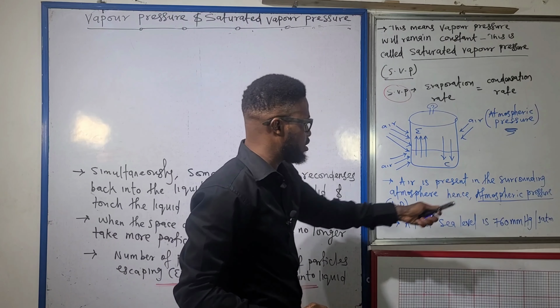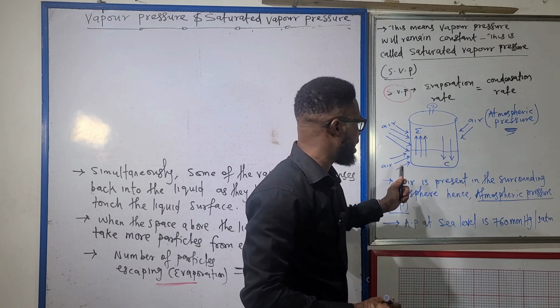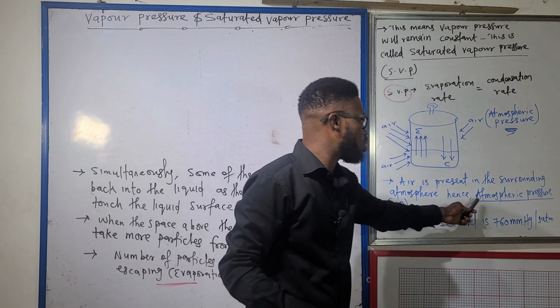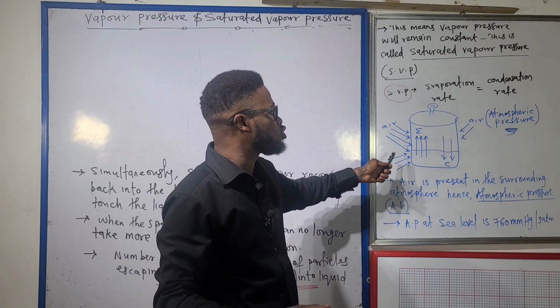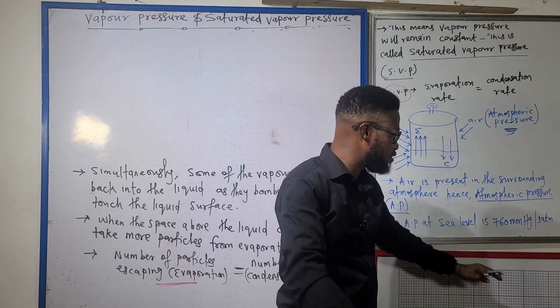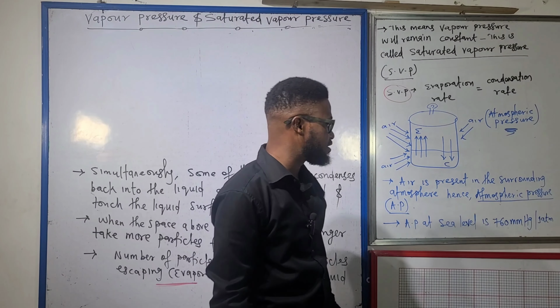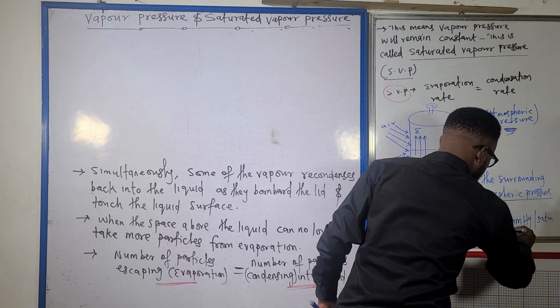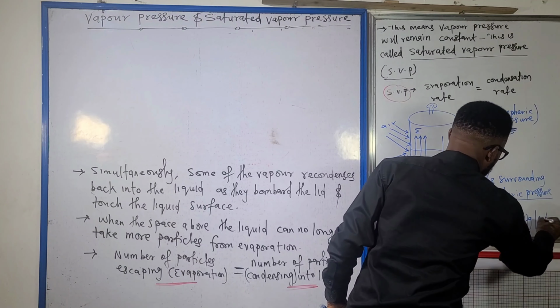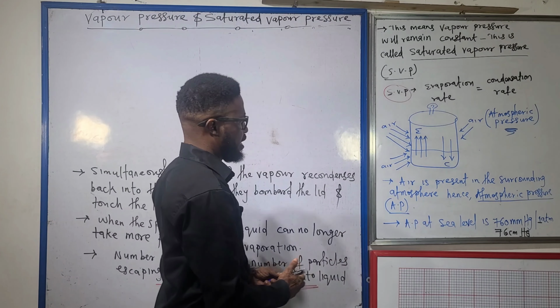Air is present, you can see on the board, in the surrounding atmosphere. Air is all around us. Hence, we talk of atmospheric pressure, because the particles of air will also bombard everything around them. The atmospheric pressure at sea level is 760 millimeter mercury or 76 centimeter mercury, which is what we call 1 atmosphere.